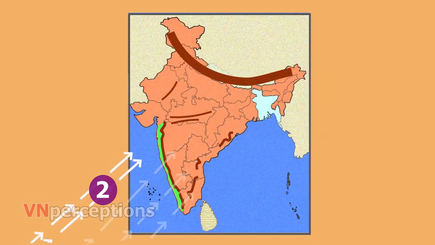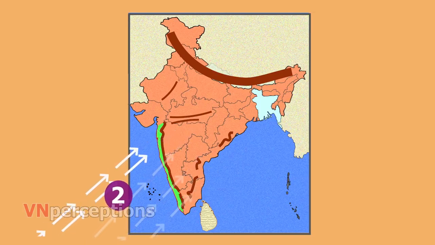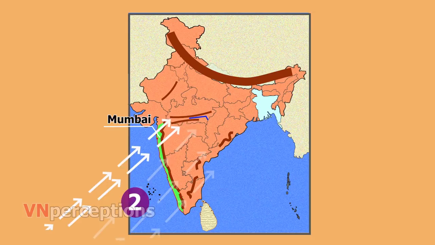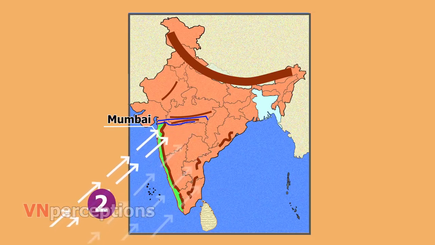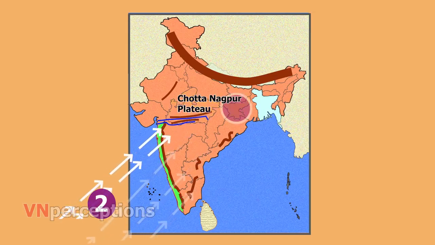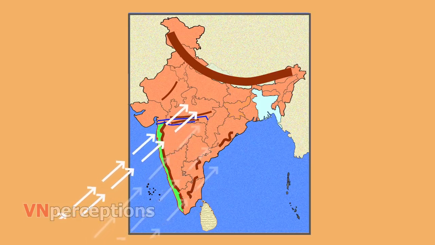The second branch of the Arabian Sea monsoon winds strikes the coast of Mumbai. These winds move further along the Narmada and Tapi river valleys. They cause a fair amount of rainfall in central India. The Chota Nagpur plateau receives 15 centimeters of rainfall from this branch. After that, it enters the Ganga plains and mingles with the Bay of Bengal branch.